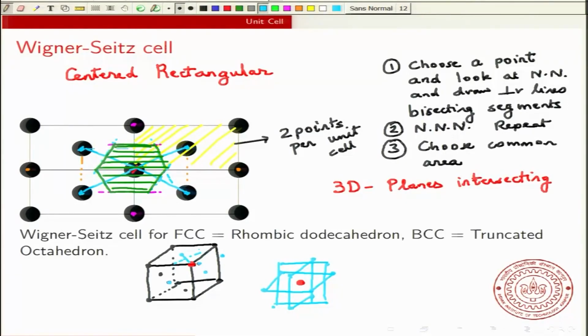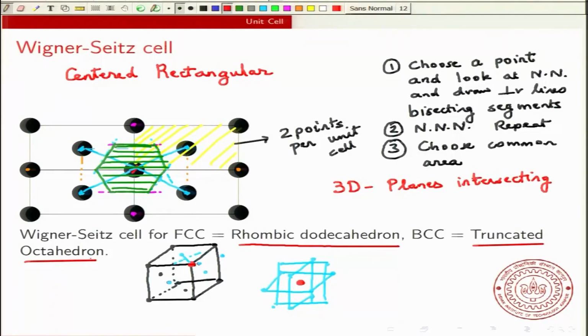But again this can be done with a lot of effort, and what you will find is that the Wigner-Seitz cell for FCC is a rhombic dodecahedron. The Wigner-Seitz cell for BCC is a truncated octahedron. So these can be done. This rhombic dodecahedron has exactly one lattice point per rhombic dodecahedron, and it has all the symmetries of the FCC lattice. So the idea of the Wigner-Seitz cell is very useful.